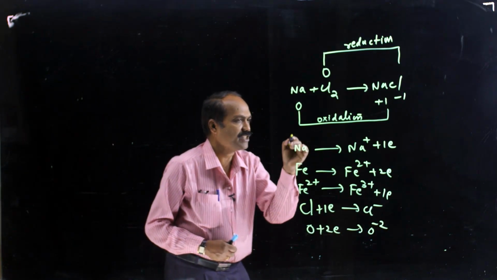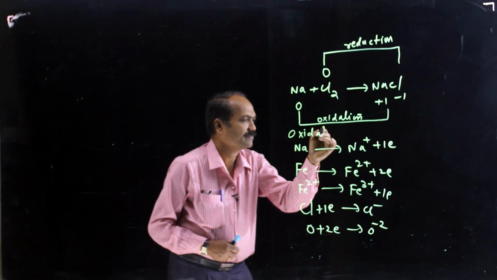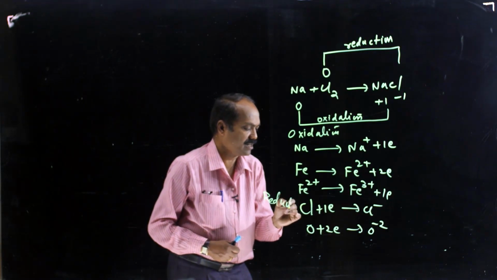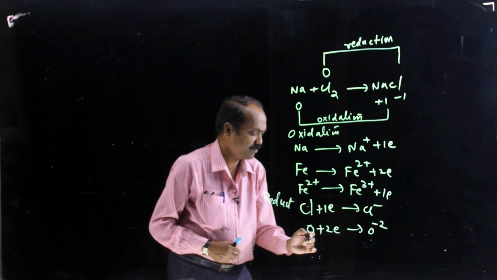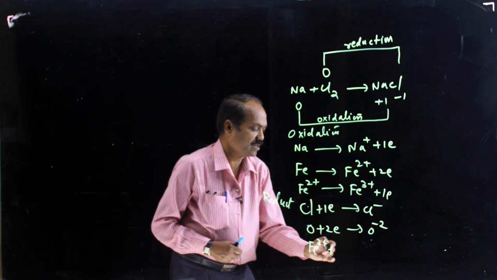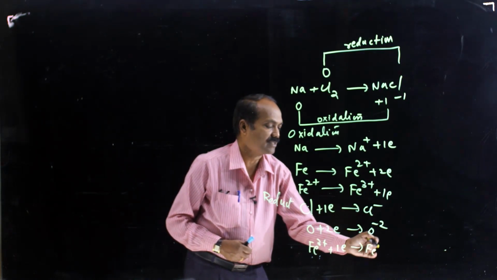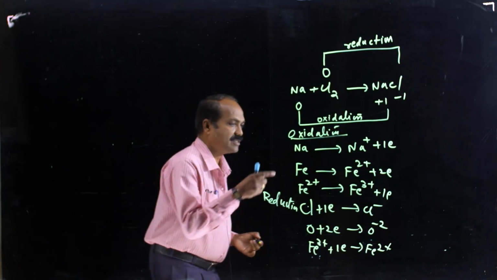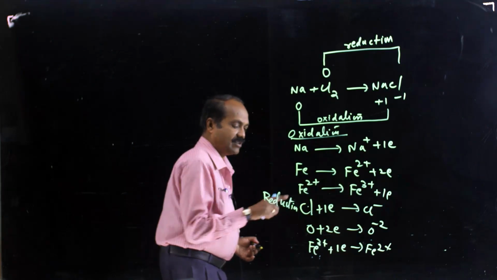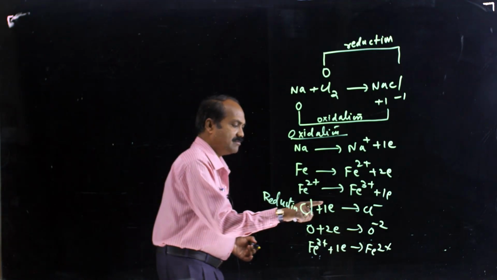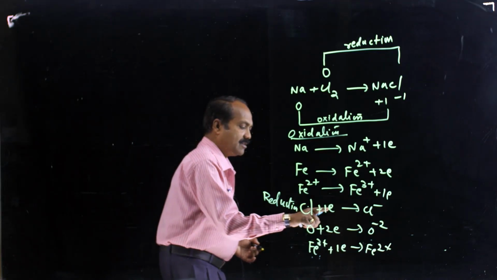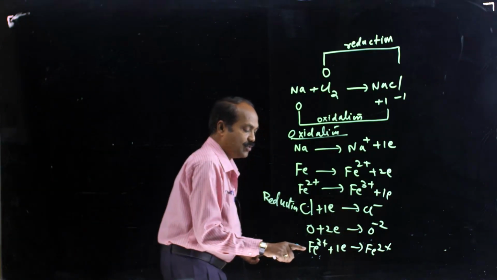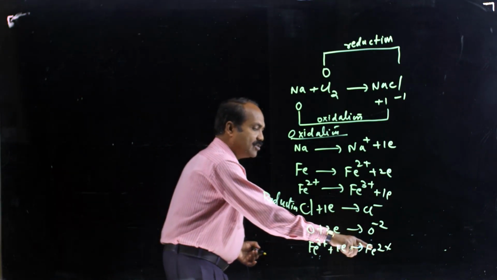In oxidation process, an atom or ion loses electrons. In reduction process, an atom or ion gains electrons. Here, Fe3+ plus 1 electron gives rise to Fe2+. So this is a reduction process. These three are oxidation processes. Here an atom or ion loses electrons, whereas in reduction an atom gains electrons: Cl gains 1 electron and becomes Cl-, oxygen gains 2 electrons and becomes O2-, Fe3+ gains 1 electron gives rise to Fe2+.